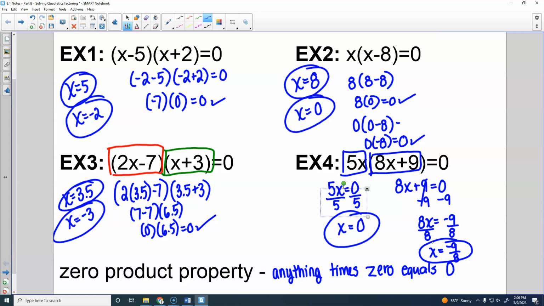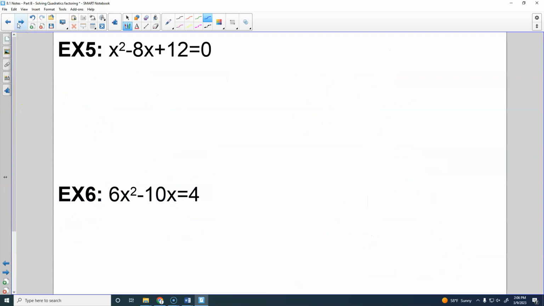Anything times 0 is going to be 0. So if your equation is equal to 0, then you just have to figure out which piece needs to be 0. Okay? So these problems were already factored for us, so we could kind of figure that out. But let's look at the others that you're going to see.